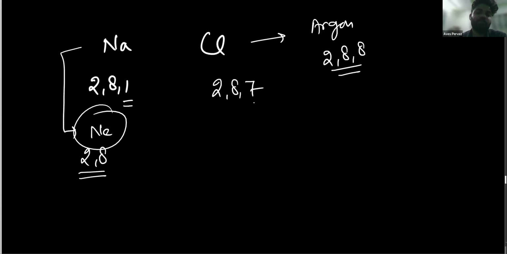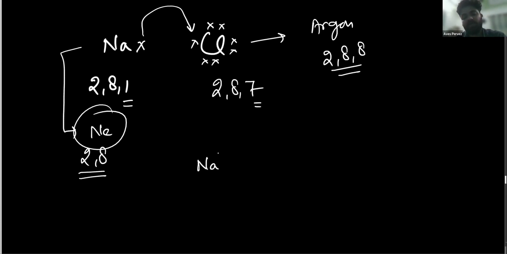Only the electrons present in the outermost shell need to participate in the bonding. So this is sodium, 1 electron, and this is chlorine, 7 electrons. Sodium is going to donate one of its electrons. So it will become Na positive because it has donated one electron. When an electron is donated, it gives a positive charge. And similarly, the chlorine gets 1 electron from sodium.